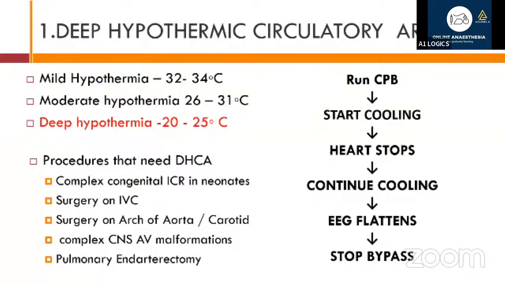So what is deep hypothermic cardiac arrest? Sometimes you will need procedures which are done on very small neonates for long periods, or an IVC or an AV malformation, where you will completely need a bloodless field. To have that complete bloodless field, what we do is we run the CPB and start cooling. By around 32 to 30 degrees, the heart stops by itself. Continue cooling up to 20 degrees. See, deep hypothermic level is 20 degrees. Continue cooling. By the time the ECG flattens, it means that the brain is also completely protected.